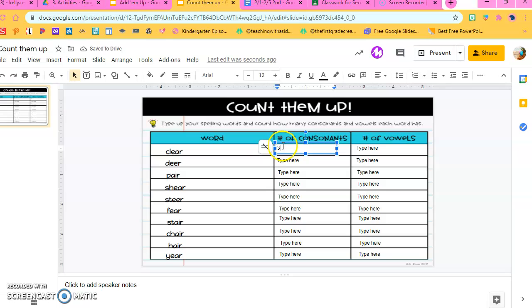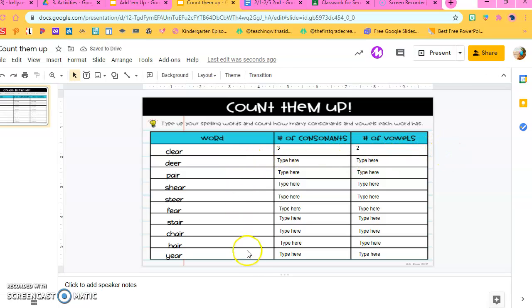So I typed the number 3 right in that box. And then for number of vowels, remember vowels are A, E, I, O, U. How many vowels are in the word clear? There's those 2, right? The E and the A. So we put 2 there. And then you would keep going down the rest of the line. Don't forget to turn it in when you are done, though. And great job, guys.